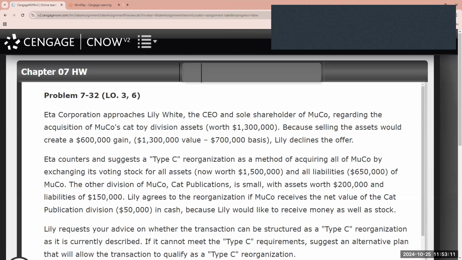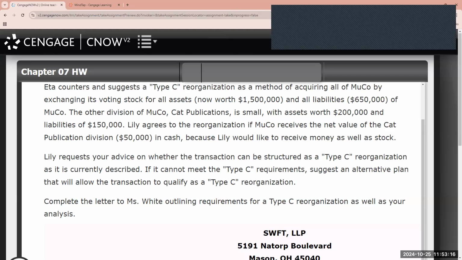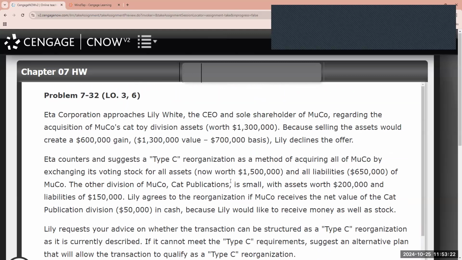All right, so this brings us to the next problem. Here it's asking us to complete a letter to Miss White outlining the requirements for a Type C reorganization as well as our analysis. It states, Etta Corporation approaches Lily White, the CEO and sole shareholder of Muco, regarding the acquisition of Muco's cat toy division assets worth $1.3 million. Because selling the assets would create a $600,000 gain, Lily declines the offer.